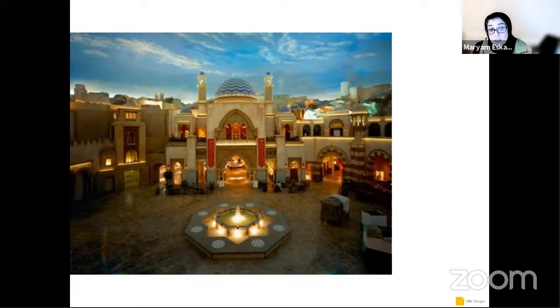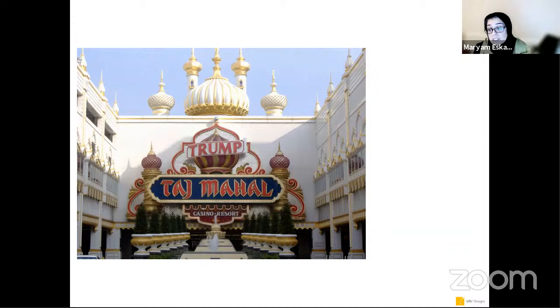And of course, here's my favorite one. This is the Trump Casino in New Jersey, known as the Taj Mahal. So it has all of the Islamic architecture vocabulary that we know very preciously and hold in high regard.